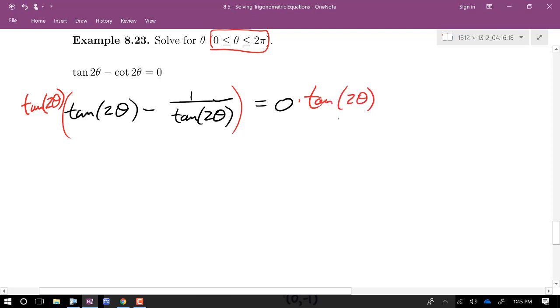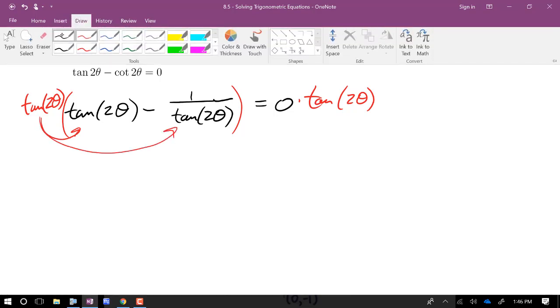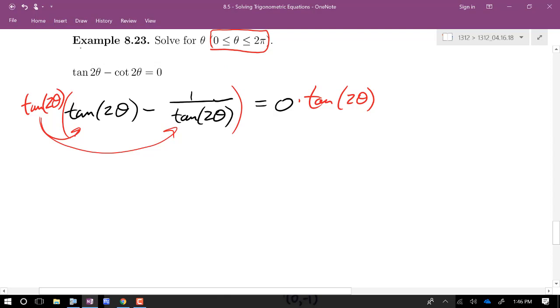Now when we multiply through by tan of 2 theta, that we're obviously going to distribute, what do we get on the left side? Tan squared 2 theta minus 1. On the right side, we still just get 0. And this is something we can factor because tan squared minus 1 is a difference of squares, so we know how to factor that.